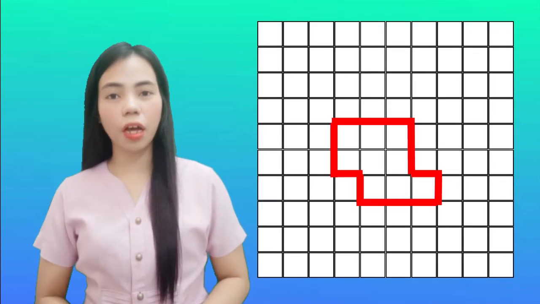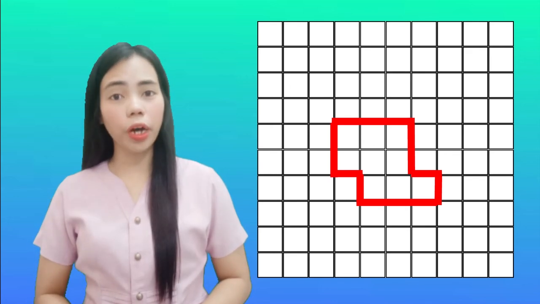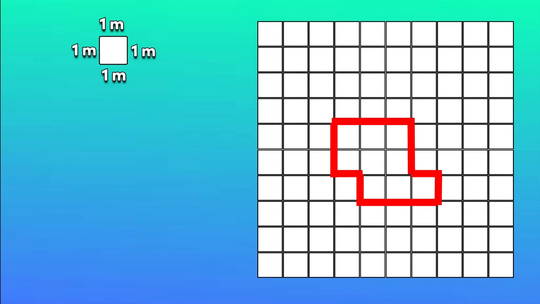Let's have another example. The figure is drawn on the grid. What is the perimeter of the figure if one square unit has a length of 1 meter? This time, the grid has meter square units. Unlike the first example, where the grid used was in centimeter square units. Let's count the number of units along the side to determine the length of each side on the grid.